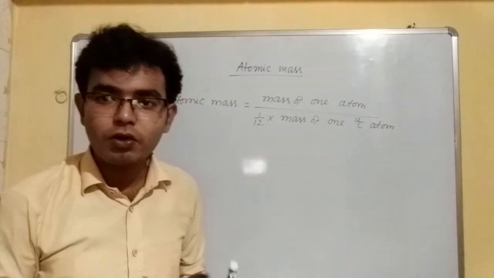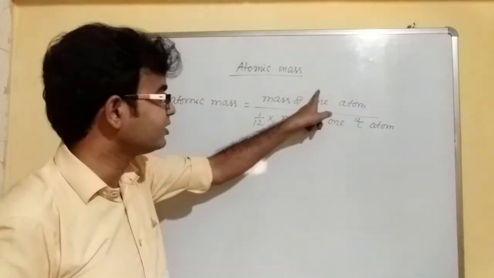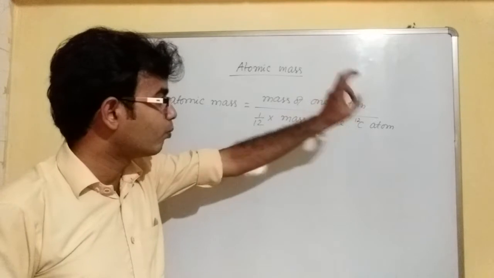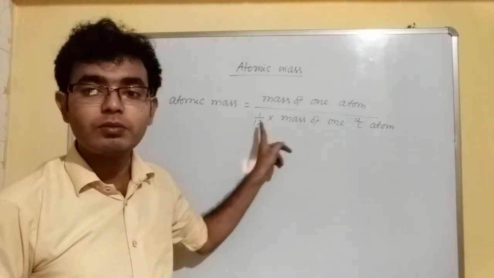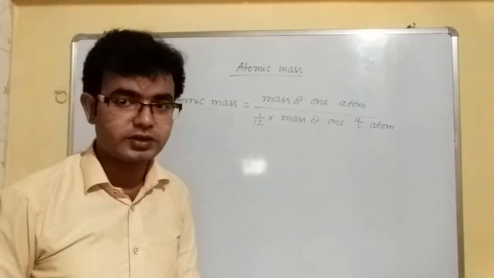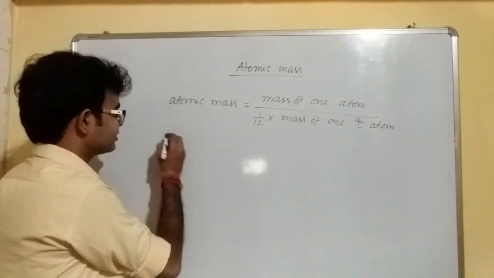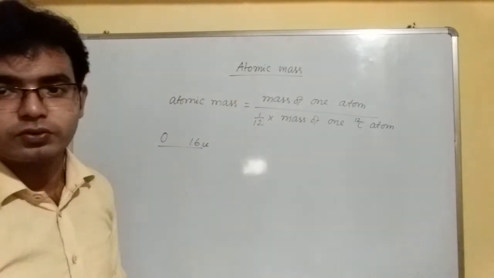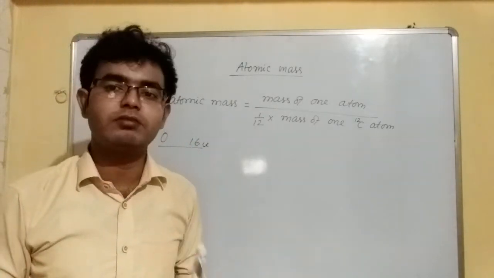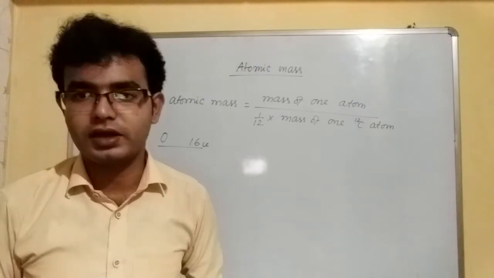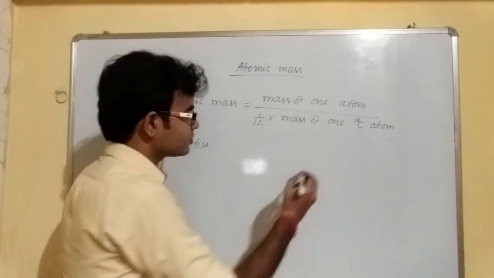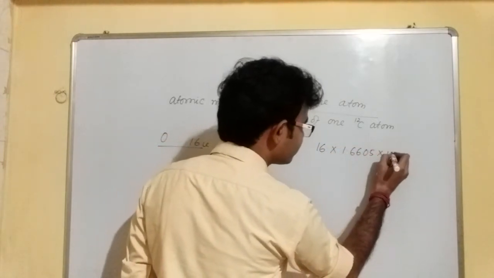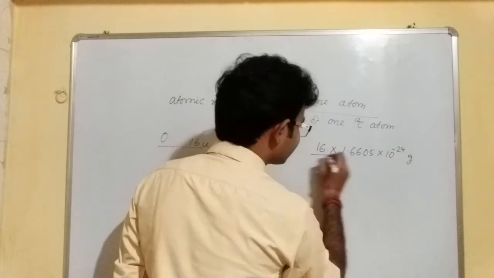Now the mass of one oxygen atom is 16 times more than 1/12 of the mass of one carbon atom. That's why the atomic mass of oxygen is 16, and it is written as 16 U. So 16 U is the atomic mass of one oxygen atom. So actually the mass of one oxygen atom is 16 into 1.6605 into 10 to the power minus 24 gram. That is the mass of one oxygen atom.